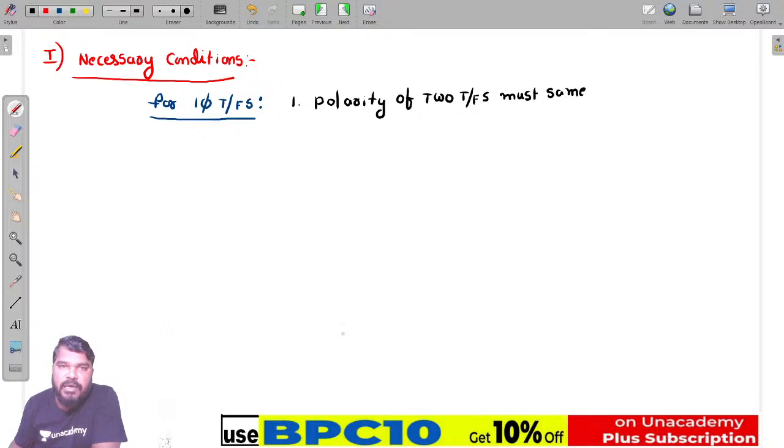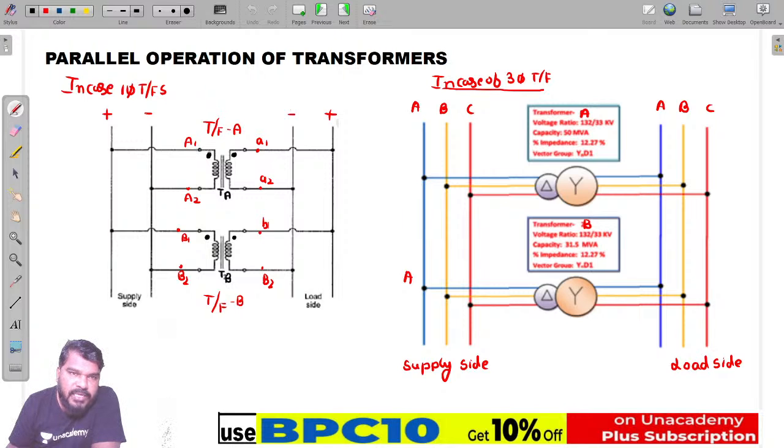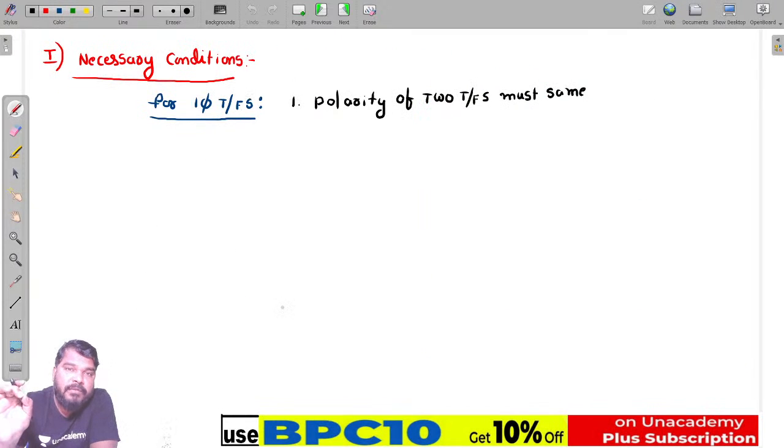Suppose in this example, A1 is dotted and A2 is undotted. Similarly, for transformer B, B1 is dotted, and the dotted terminals are connected to the positive supply and the undotted ones to the negative supply. That is the first condition to connect the transformers in parallel: the polarity of the two transformers must be the same.